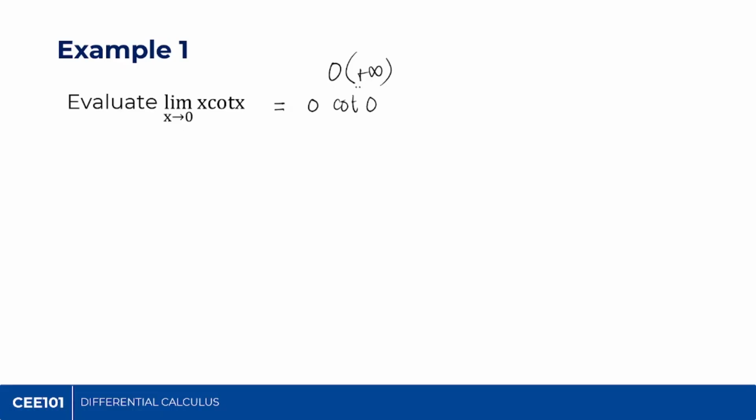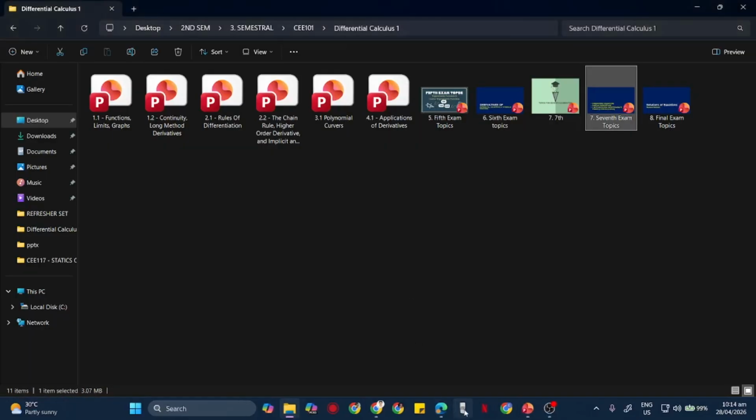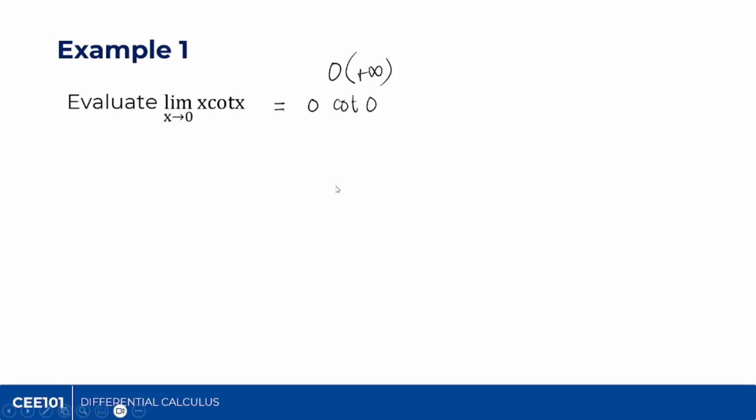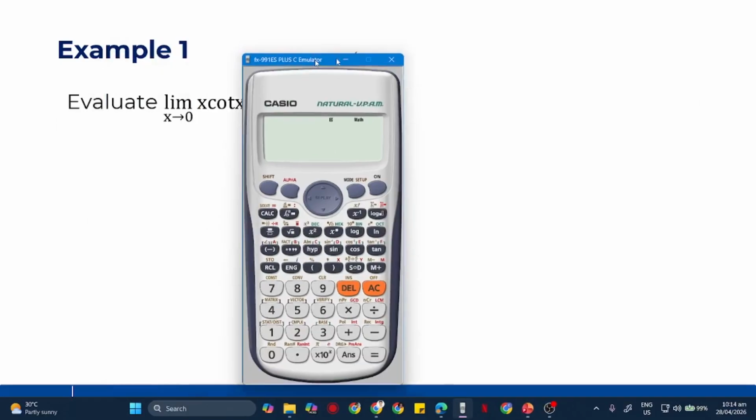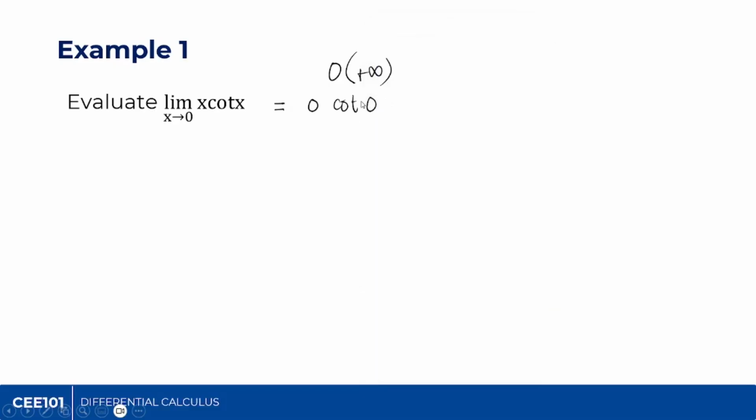Hindi natin to ma-determine. Kung gusto nyo i-try using your calculator, hold on. Kukuha lang ako ng calculator. Kung gusto nyo yan i-try sa calculator, okay? Make sure na naka-radian mode kayo, ha? Then, alpha x. Then, di ba yung cotangent, that is 1 over tangent of x, no? Then, calc tayo when x approaches to 0. So, you would get math error. So, basically, that is an indeterminate form.